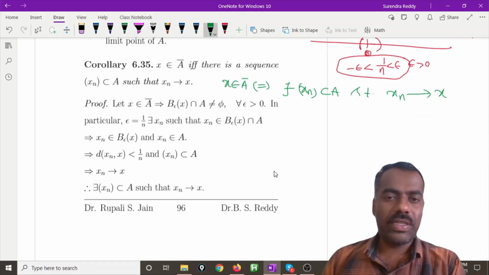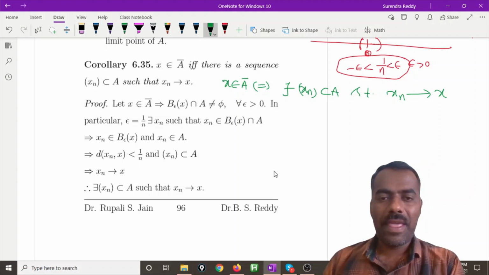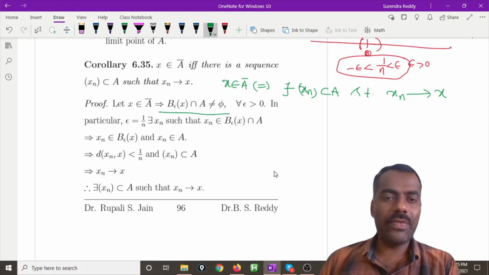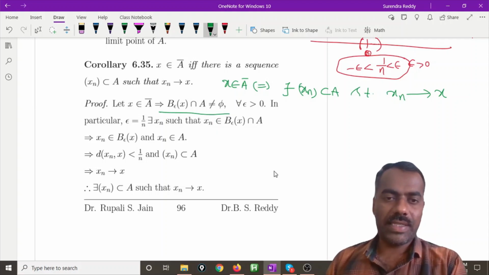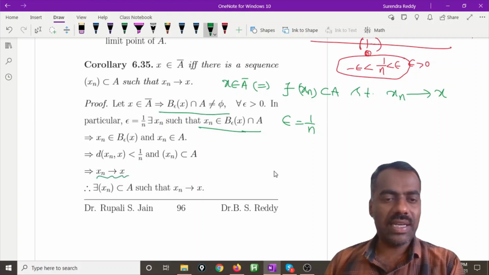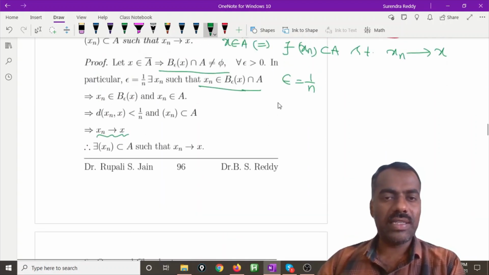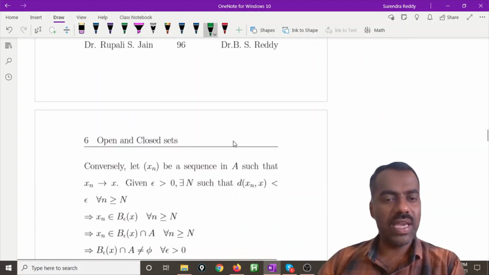What we want to see is an overview, which we can quickly see. If x is in A bar, just now we proved a lemma, it intersects every open ball around x, right? In particular, take epsilon equal to 1 by n, then every time you will have one element, you can call it xn, which belongs to B(x, epsilon) intersection A. Then you can easily see that xn converges to x, and these xn's are all coming from A, so therefore there exists a sequence converging to x.